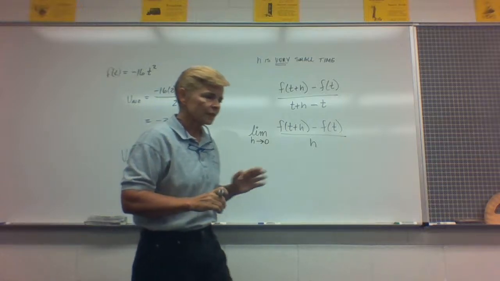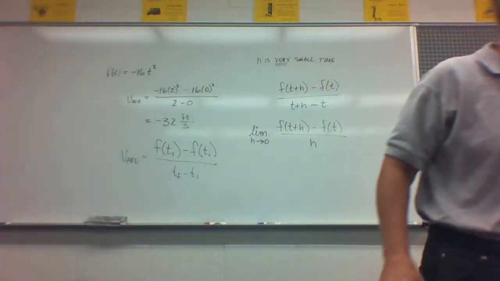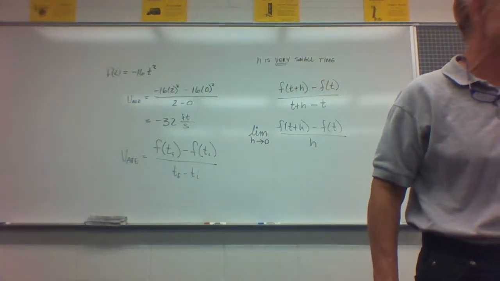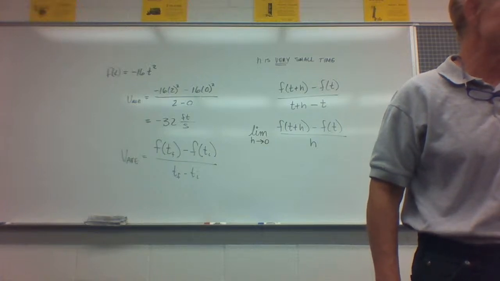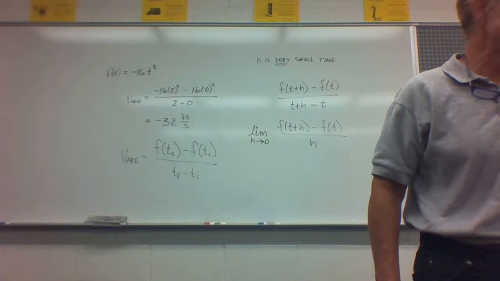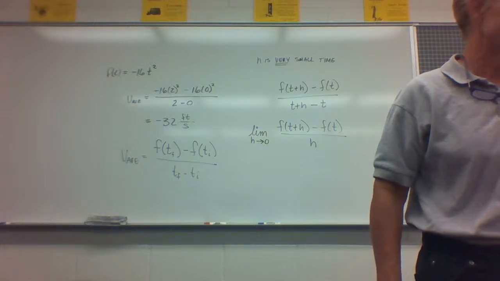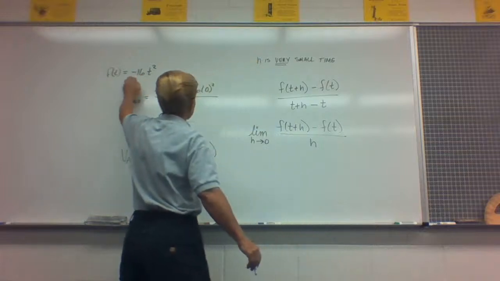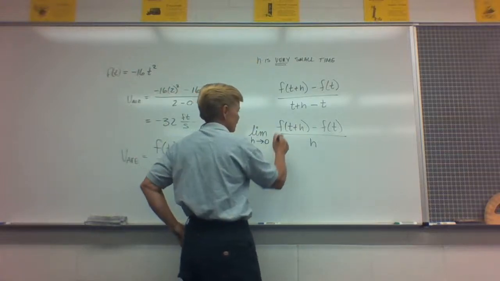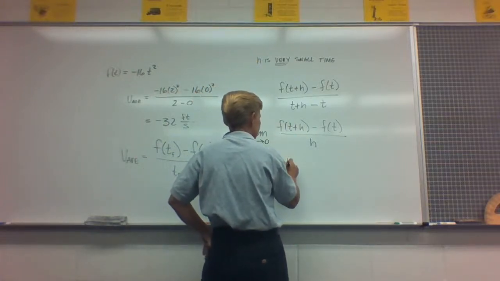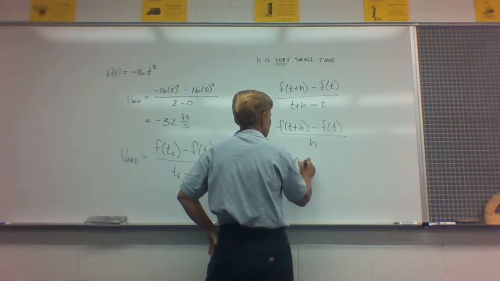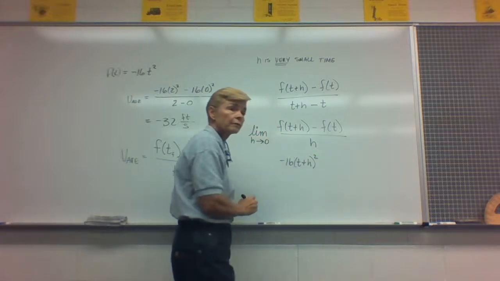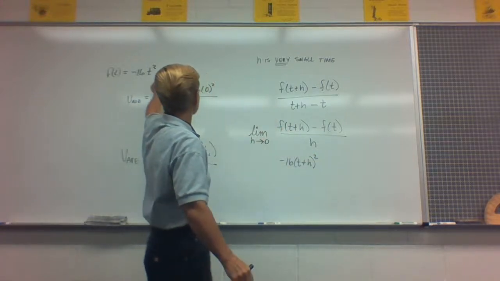Now, that's what they're showing you at the bottom of page 59. Notice they're saying the change in y over the change in t, meaning the change in distance over the change in time when h is very small. So we would do this using this function right here. We would say that f of t plus h would be negative 16 times t plus h squared, because we're plugging this in for the t.